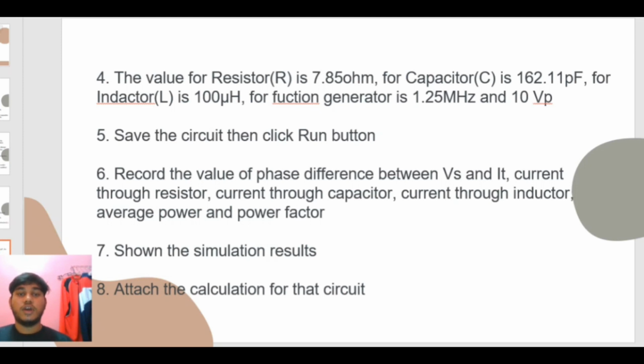After that, the value of the resistor is 7.85 ohm. For the capacitor is 162.11 pF. For the inductor is 100 microhenry. For the function generator is 1.25 megahertz and 10 VP. Then save the circuit, then click the run button. After that, record the value of phase difference between Vs and IT, current through resistor, current through capacitor, current through inductor, average power, and power factor. Join the simulation result and attach the calculation for the circuit.